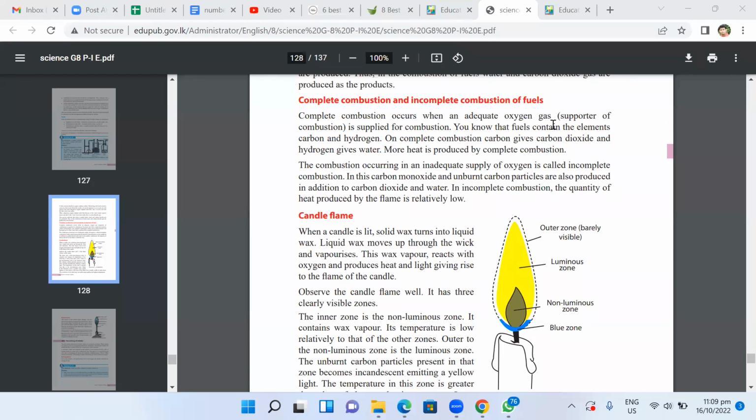You know the fuels contain elements of carbon and hydrogen, as I said. So fuels are basically hydrocarbons. You have hydrogen and carbon molecules, but as a combination, right? So in complete combustion, carbon gives carbon dioxide. In complete combustion, all the carbon molecules react with oxygen molecules and produce carbon dioxide completely. That means carbon is 100% combusted.